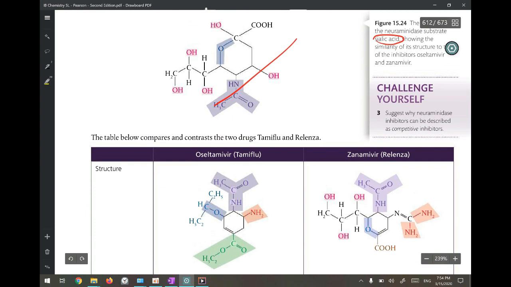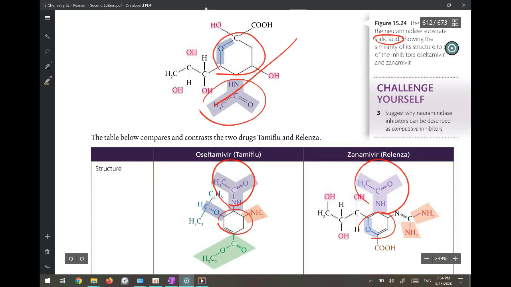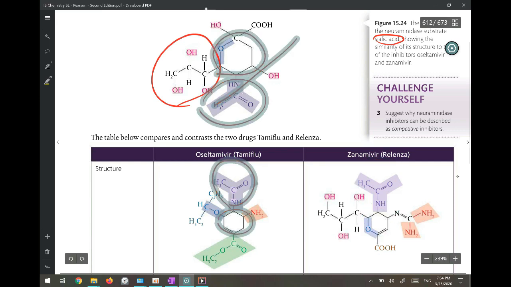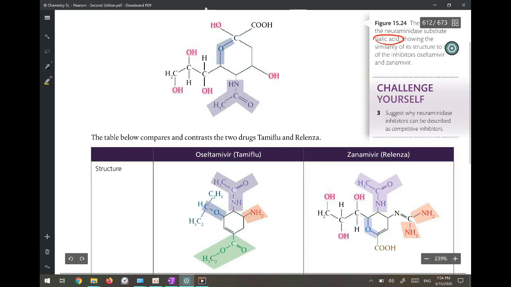You can see that they have similar structure. So look, we have this structure here, same structure we have here. We have a ring structure here, so we have ring structure in these ones. And here you have a lot of OH groups. So these medicines are very similar to the substrate of the enzyme. So instead of the enzyme acting on the substrate, it connects to the medicine and it inhibits its enzymatic activity.